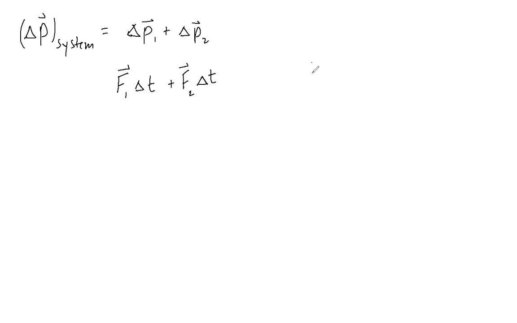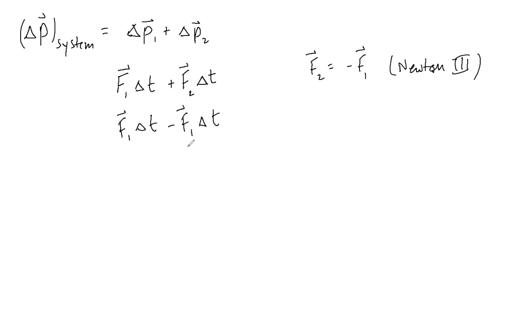But it is true already, I said that F2 is equal to negative F1. This is also known as Newton's third law. So now we have F1 delta T. So we plug in minus F1 for F2, so we get minus F1 delta T. So this minus itself, hey, that's zero.